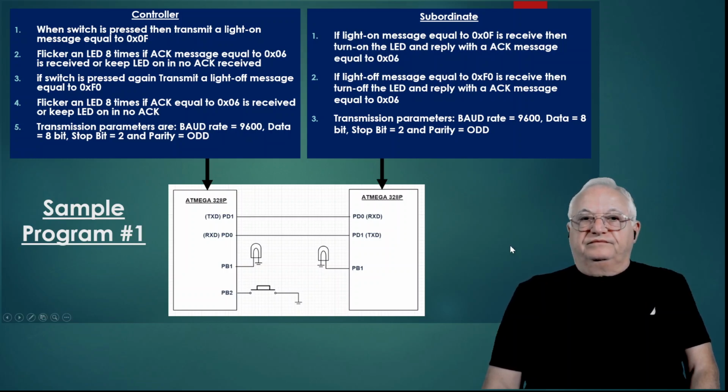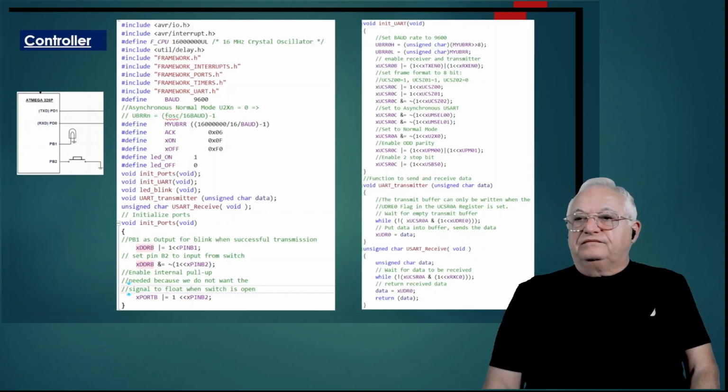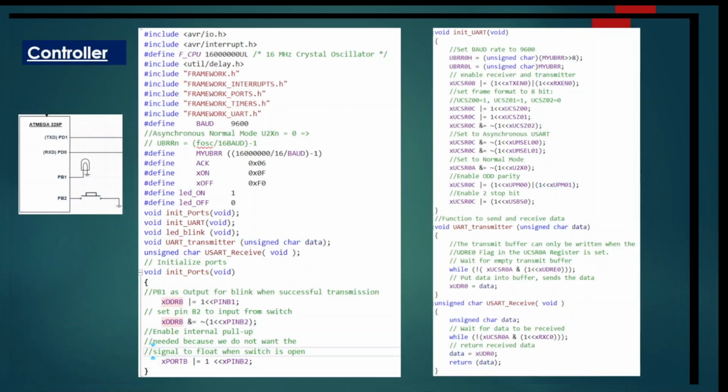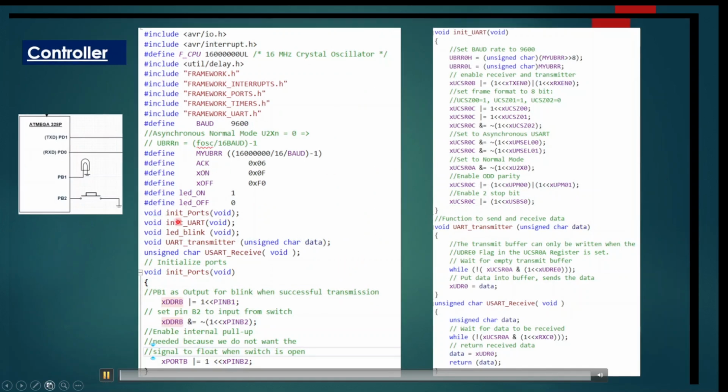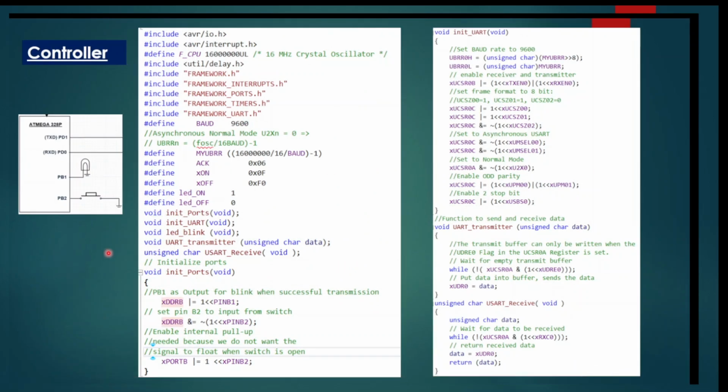software. This is the code for the controller. So let's start analyzing the code by looking at the header. Here in the header we have a parameter called baud. That's going to contain the actual baud rate that we're going to use for our transmission. In this case it is 9600.